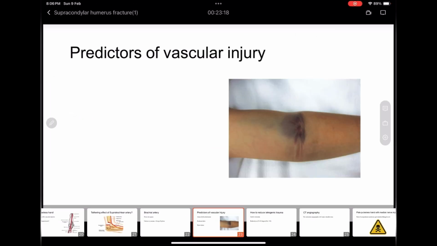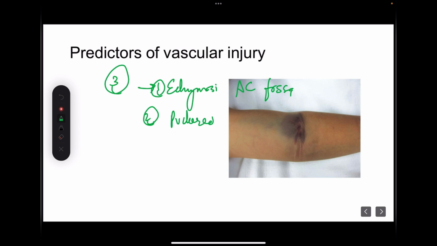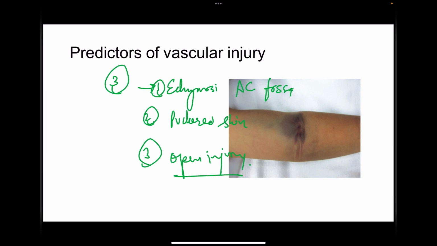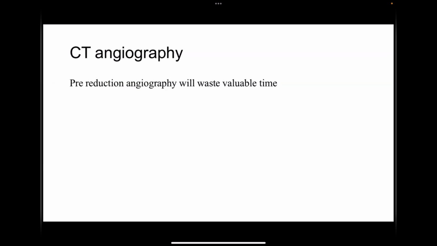Coming to the next slide, what are the predictors of the vascular injury? There are three predictors. One is ecchymosis in antecubital fossa. Second is puckered skin over the antecubital region. Third is open injury. These are the three predictors of very high chances of vascular injury. CT angiography routinely not done. This is just a wastage of a valuable time, the time during which we can explore and re-establish the circulation.